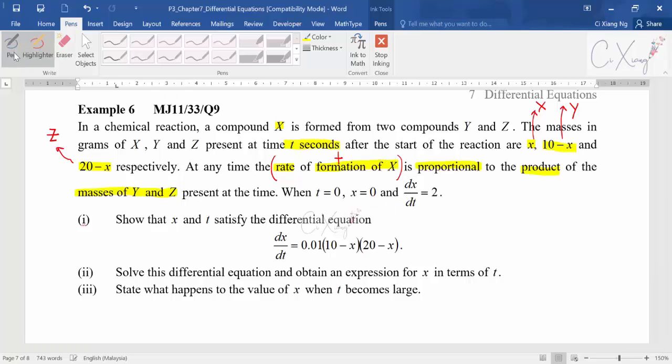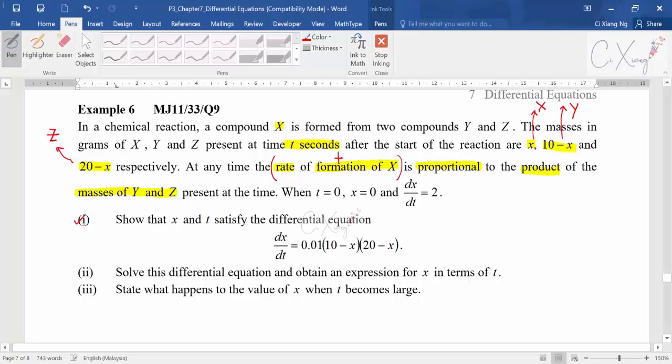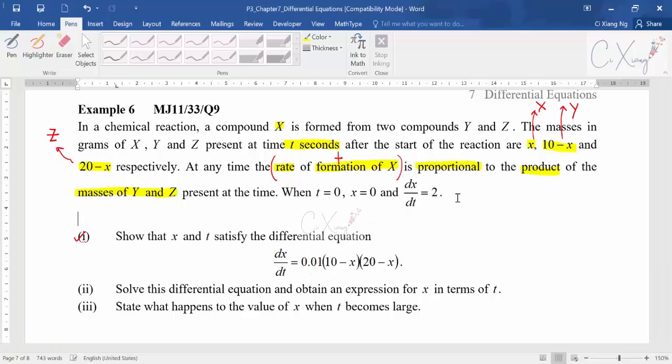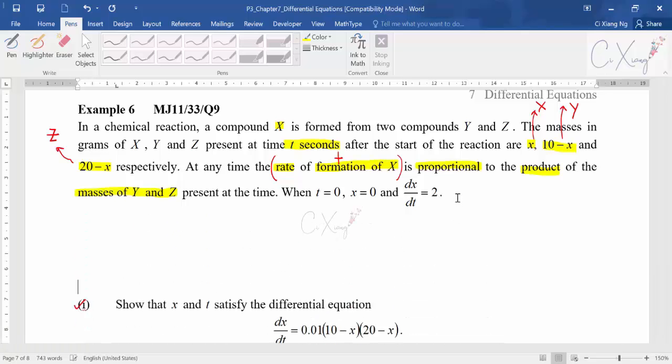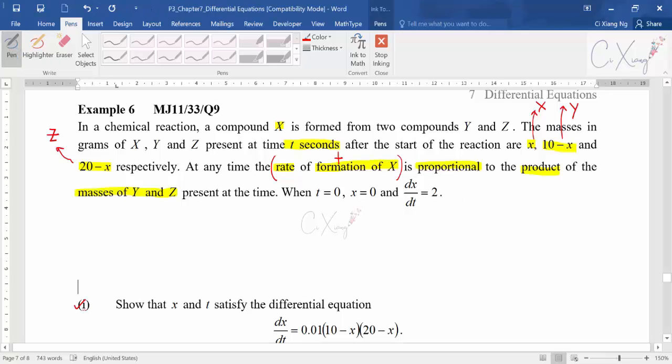So for the first part of the question, they want you to show that x and t satisfy the differential equation shown here. So how can I get this equation from the paragraph given above? Okay, let's start. First of all, we are looking at the rate of formation of x. Rate of formation of x means that it should be dx over dt.